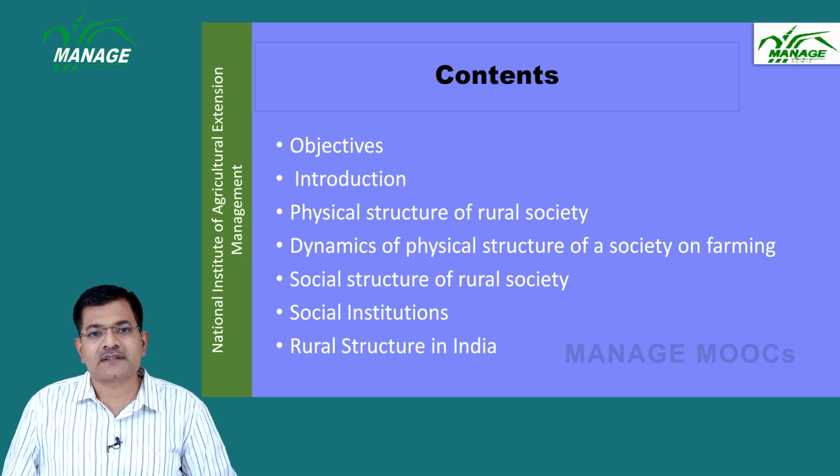In this session, we are going to see some of the important elements associated with the physical and socio-cultural dynamics and the farming. We will see what are the important physical structure of rural society and what are the dynamics of physical structure of a society on farming, the social structure of rural society and what makes the rural society, and the social institutions that are existing in the society and the rural structure in India.